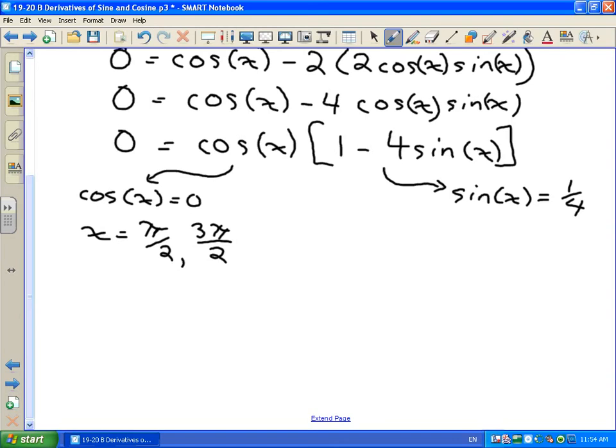What about this one over here? Sine x equals 1/4. This is one that I'm going to have to solve. Yeah, I've got to do this one numerically. Just plug this into my calculator, inverse sine of 1/4. Now, I punch this into my calculator, and I get 0.253.